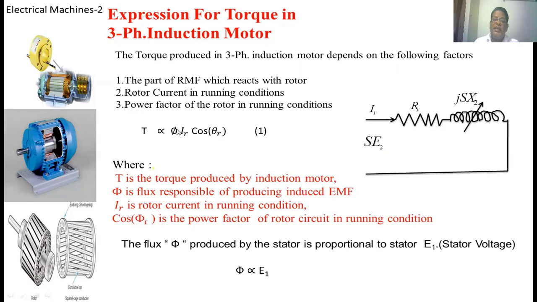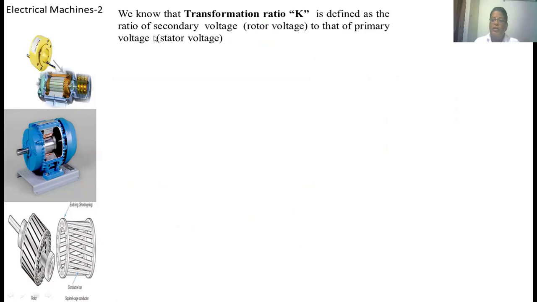This mutual flux is directly proportional to the self-induced voltage in the stator winding. We know that in the case of an induction motor, the transformer ratio is defined as the ratio of secondary voltage to primary voltage, K equal to E2 by E1. In an induction motor, the secondary voltage is the rotor voltage, and the primary voltage is the stator induced voltage.